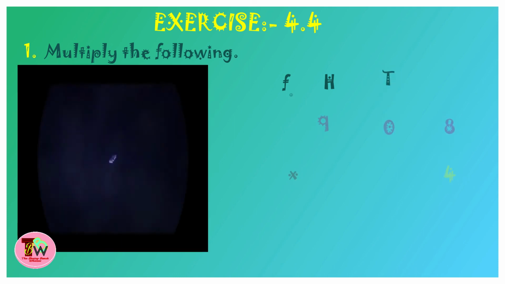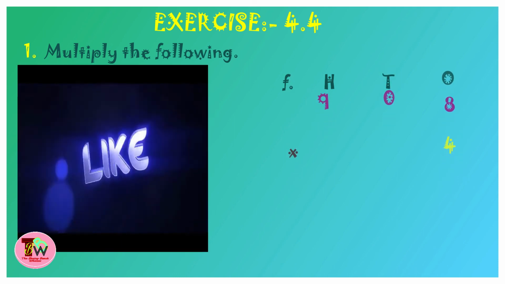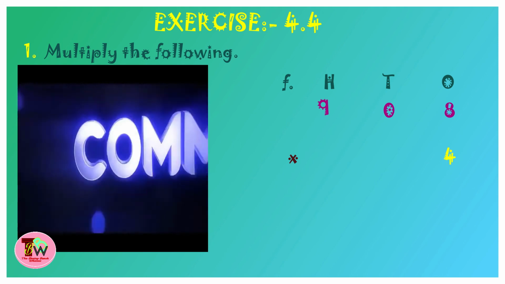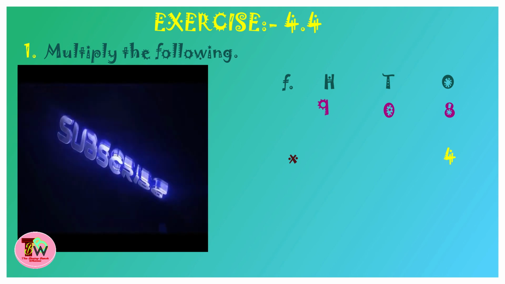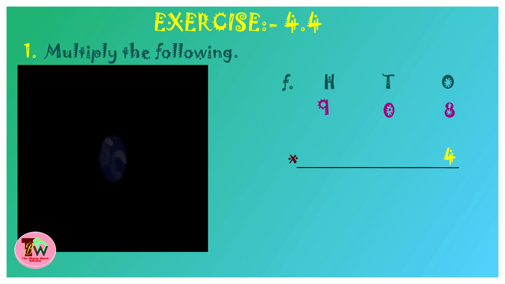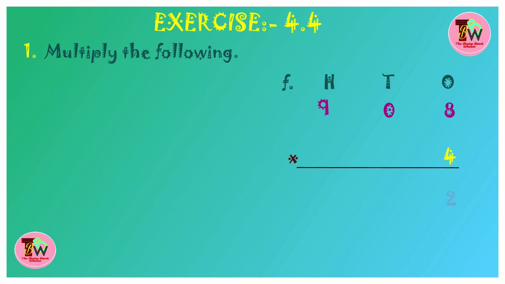Question number F. 908 is multiplied by 4. So again we have to start multiplying from the ones place value. 8 is multiplied by 4. 8 4s are 32. 2 we have to write in the ones column and 3 is carried over to the tens column. Now 0 is written in the tens column, so we have to multiply 0 by 4. Diagonally we have to multiply. 0 4s are 0. 0 plus 3, that is 3. 3 we have to write in the tens column.